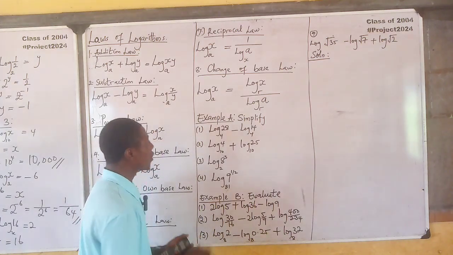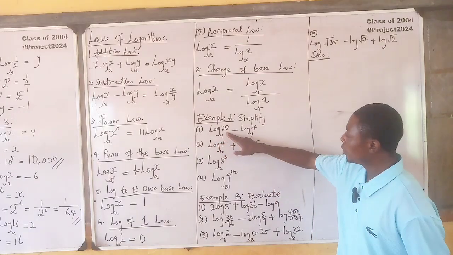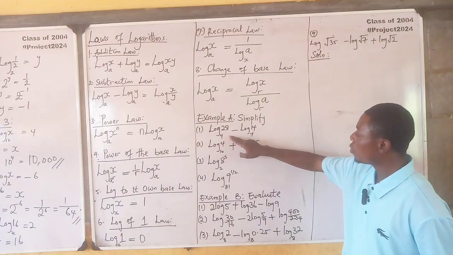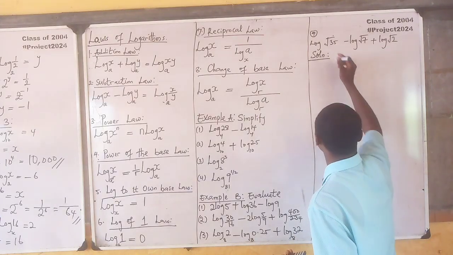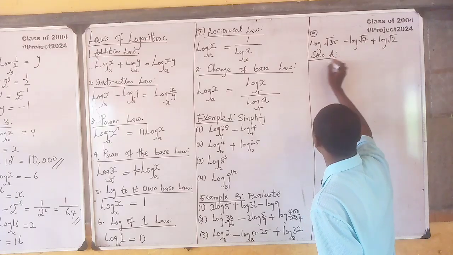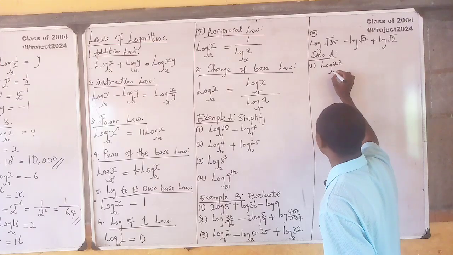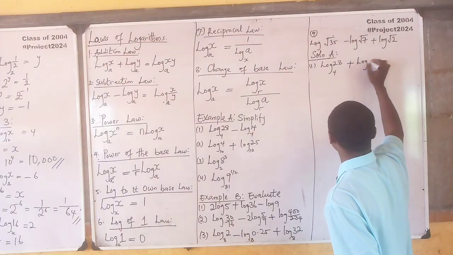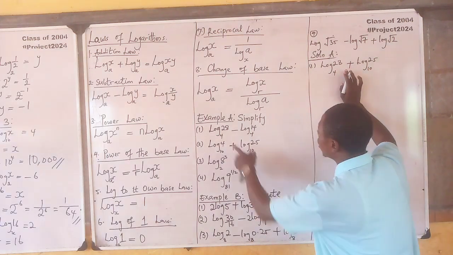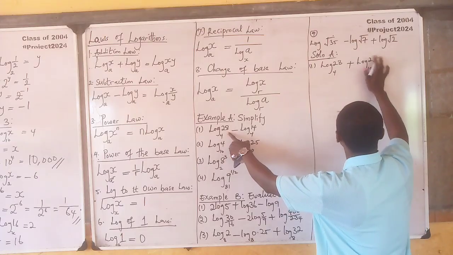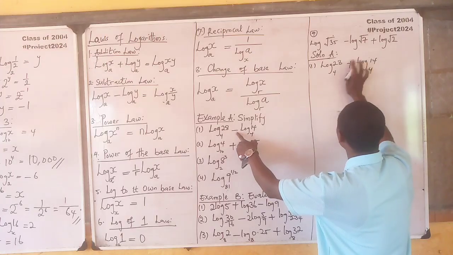Now we have example A. Example A says we should simplify the following: log 28 to base 4 minus log 14 to base 4. So let's do it very fast. Solution to example A: we have log of 28 to base 4, and then log of 14 to base 4, and this is minus.